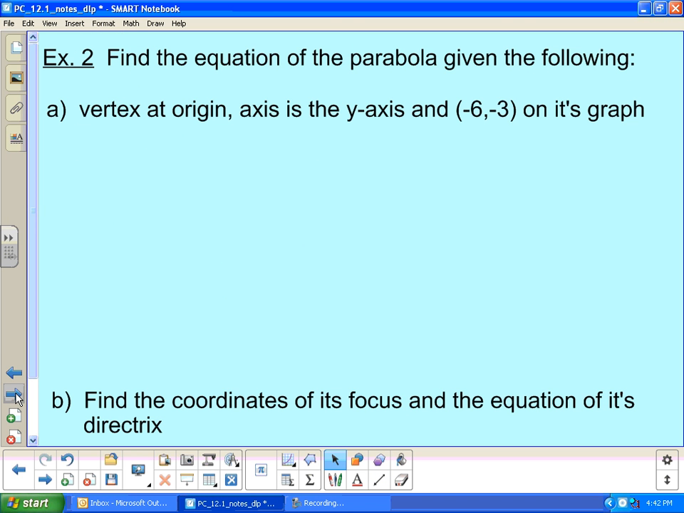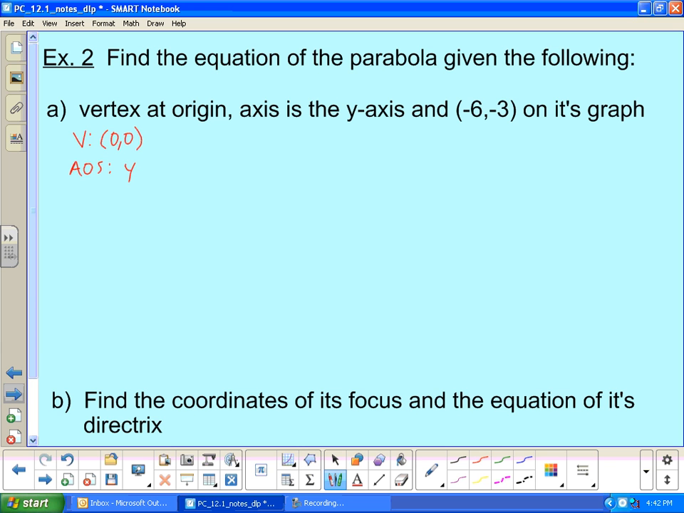What about finding equations of parabolas, given some information? Right now our vertex is still at the origin, 0, 0, and our axis of symmetry is the y-axis. We also have a point somewhere on the graph. It's not given to us as a focus or a directrix, which wouldn't be a directrix because it's not a line or an equation. It's just some point on my graph that we're supposed to use to write our equation. Okay, what do we do?